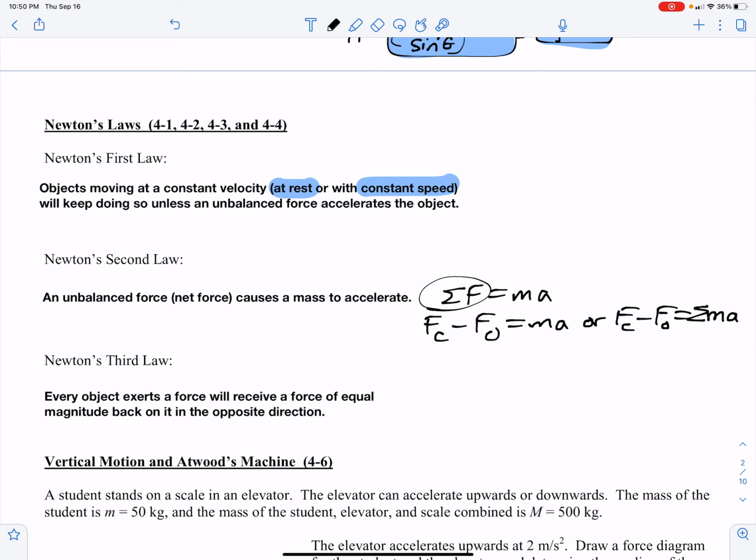Newton's third law tells you every force has an equal and opposite force. So the force exerted by one object is going to receive a force of equal magnitude back on it, but in the opposite direction. These are called action-reaction pairs, pairs of forces. So object 1 exerts a force on object 2. Object 2 exerts an equal and opposite force back on object 1.